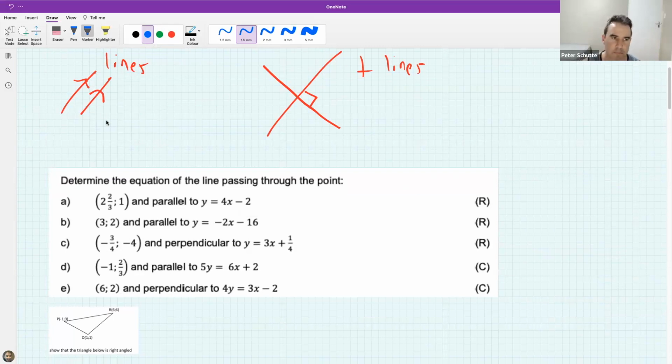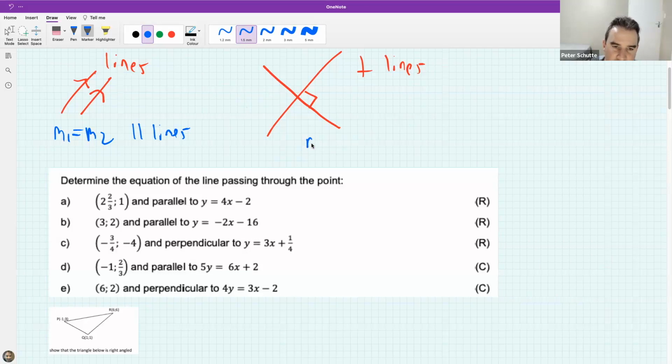before we get going. Yeah, so parallel lines, if m1 equals m2, then you have parallel lines. Or if lines are parallel, their gradients will be equal. So that's important. What about perpendicular lines? What do we know about perpendicular lines? Well, perpendicular lines, the gradients will be negative reciprocals.